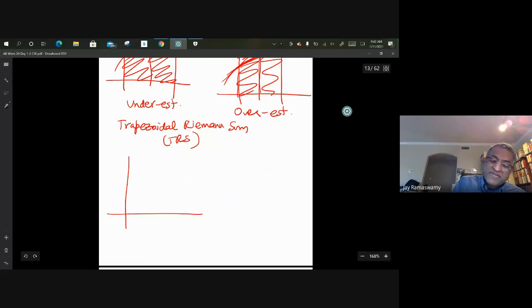Now you may say, Rama, why does the curve have to go like that? Why not falling? Okay, fine. How about this guy? It's a falling graph. Now let me show you what the trapezoidal Riemann sum looks like. We will do this today.